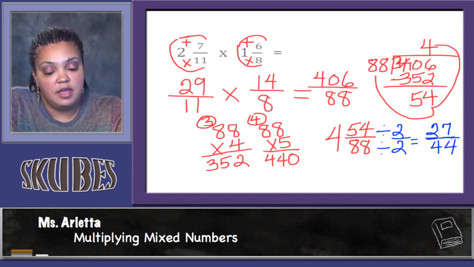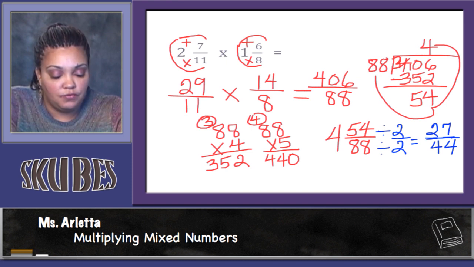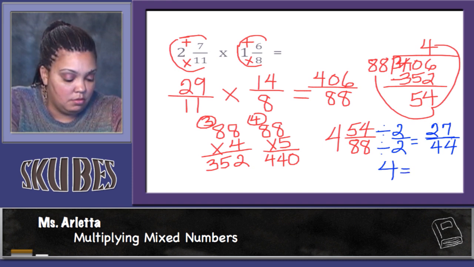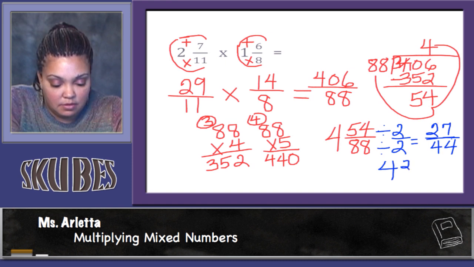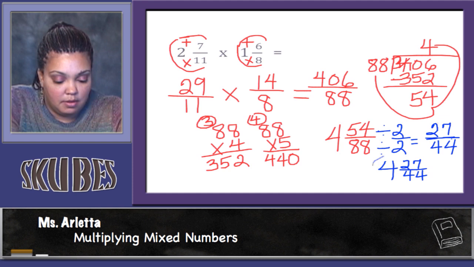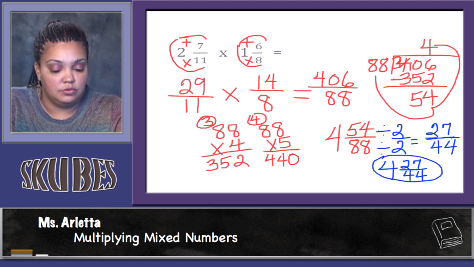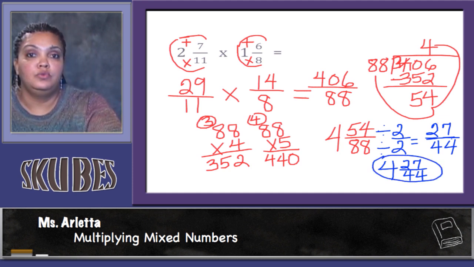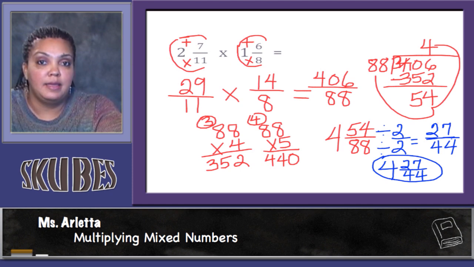I know that 27 has factors of 1, 3, 9. 9 does not go into 44 evenly, and 3 does not go into 44 evenly. So it looks like we have reduced this fraction, which means your final answer would be 4 and 27 over 44. And that would be your final answer. And that concludes our lesson on multiplying mixed numbers.